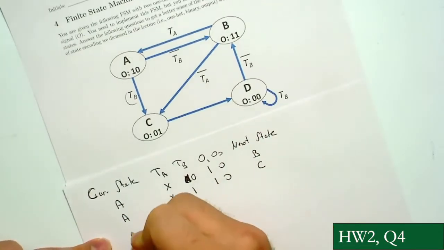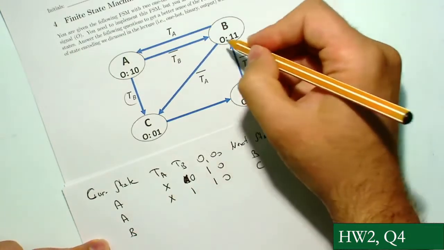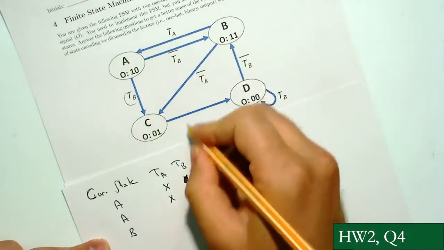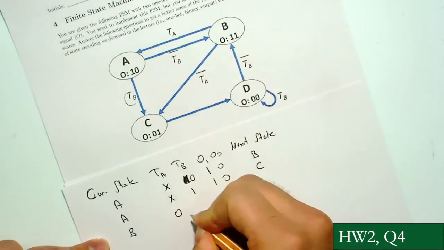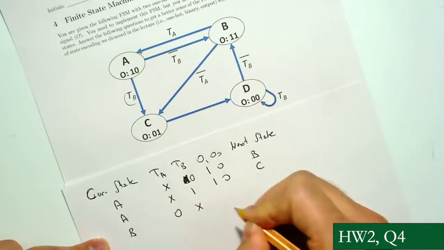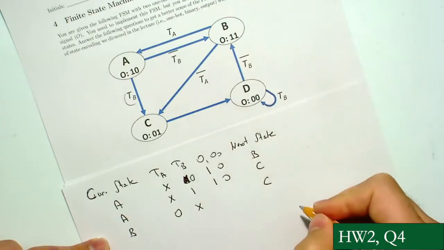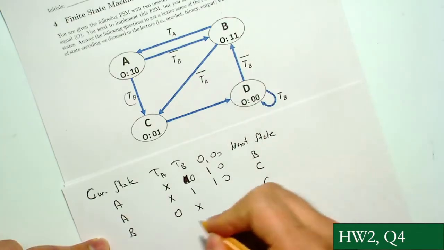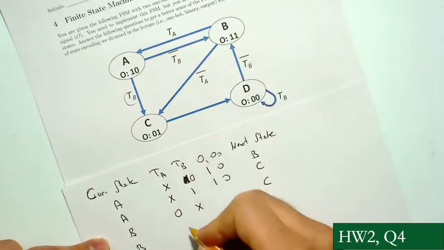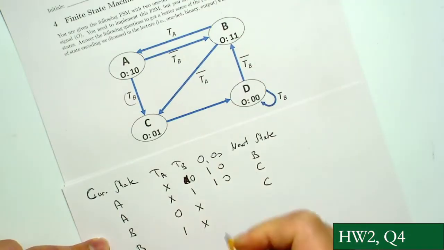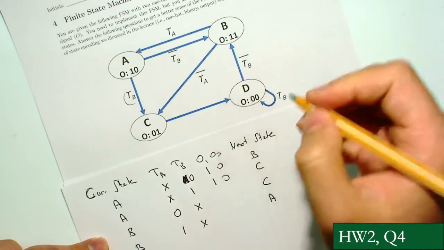For state B, if I have 0 for TA, then I'll visit C. This means 0 and don't care for TB, C. Again for B, if I have TA 1, don't care for TB, then I'll visit A, and the output will be 1, 1.